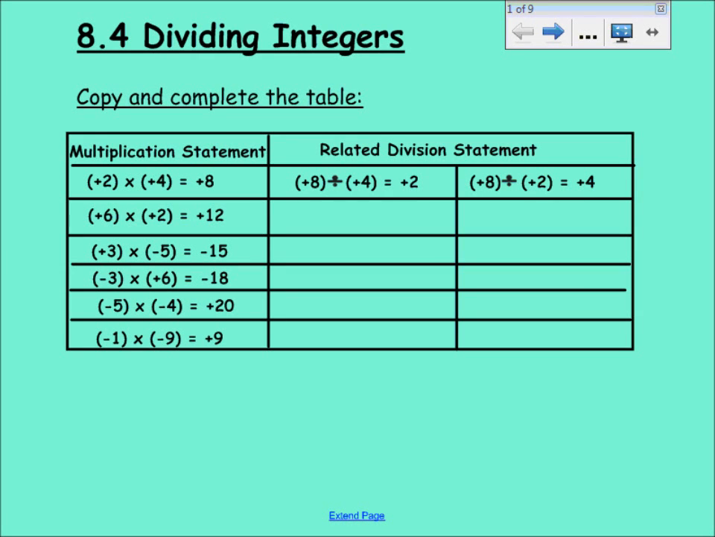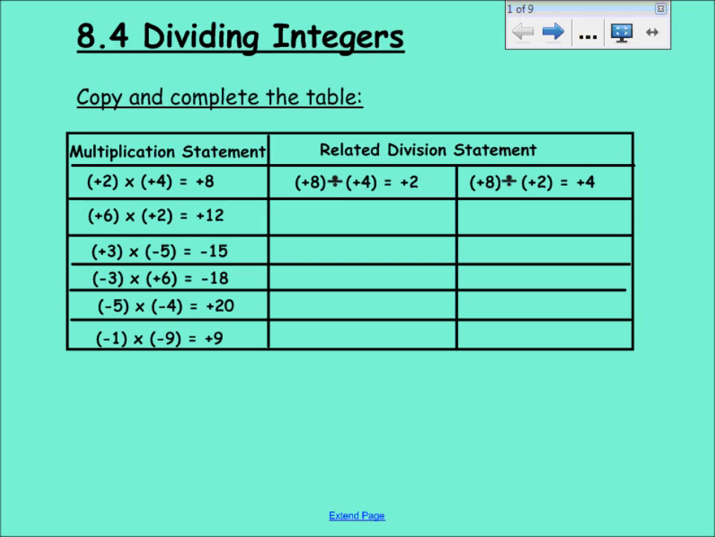This is 8.4, dividing integers using different schemes than the chips. Copy and complete the following table. We know that when a multiplication table tells us that positive 2 times positive 4 equals positive 8, we can relate that to a division statement: positive 8 divided by positive 4 equals positive 2. We can also say that 8 divided by 2 equals 4. So 8 into groups of 4 equals 2 groups, or 8 into groups of 2 equals 4 groups.